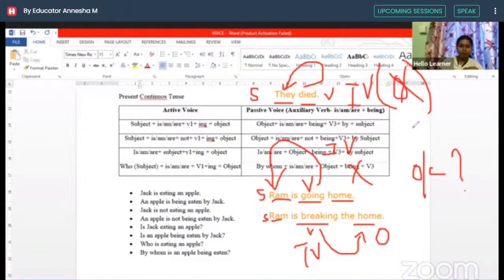Understood? You mean to say if a verb is related to Ram, then it is intransitive. Absolutely. And in those sentences where we are using intransitive verbs, in which the action is happening on the subject itself, we cannot change them into passive. Those sentences cannot be changed into passive. Understood?